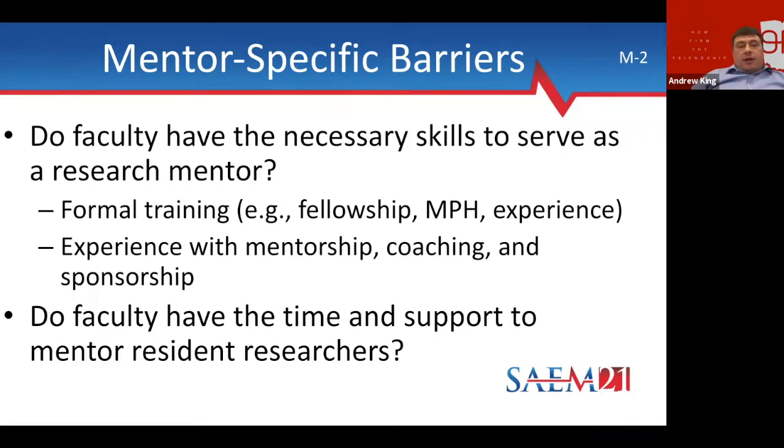And then finally, do faculty have the time and support to mentor resident researchers? Is there funding present in the department to give them release time in order to complete research? Is there grant support coming in that could provide faculty with time to mentor residents? So we're going to move on to some solutions, and that'll be the next slide.